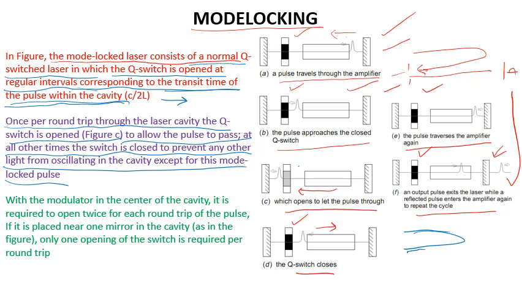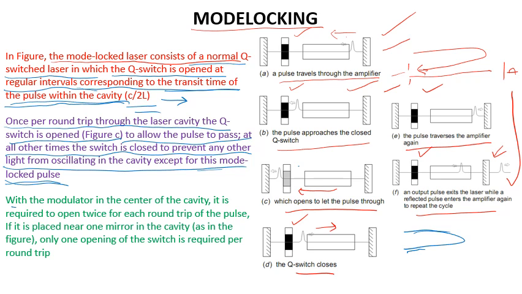So at all the other times the switch is closed to prevent any other light from oscillating in the cavity except for this mode locked pulse. All the other pulses are blocked, only this mode locked pulse will be moving. It depends on this time.